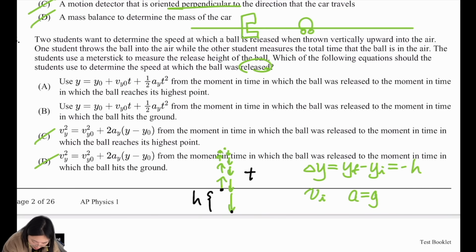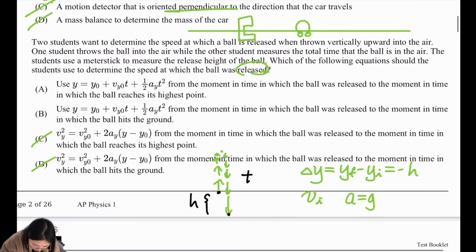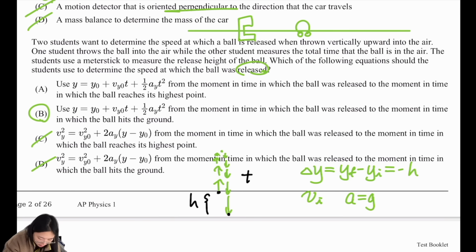And then it's from the moment in time in which the ball was released to the moment in time in which the ball reaches the highest point or until it hits the ground. Okay, so the amount of time it measures is from initial all the way until it's going back and hits the ground. So I will have to choose B.